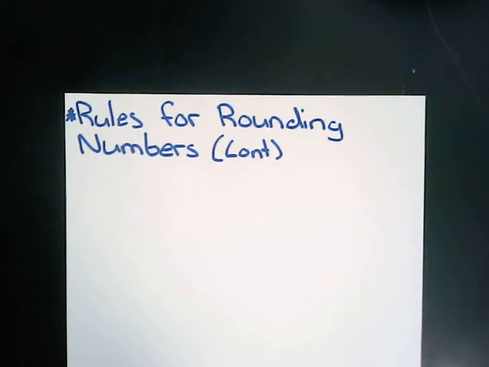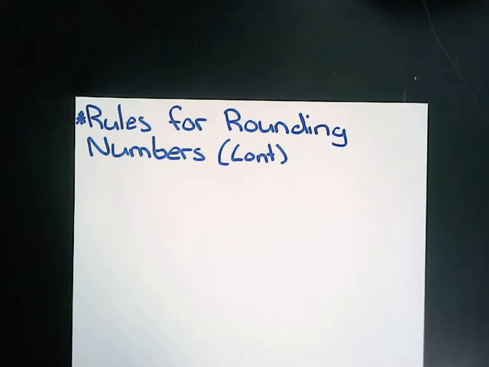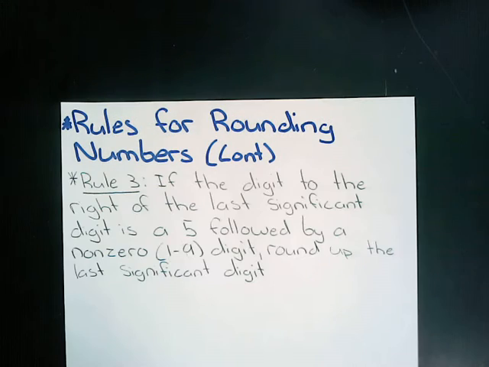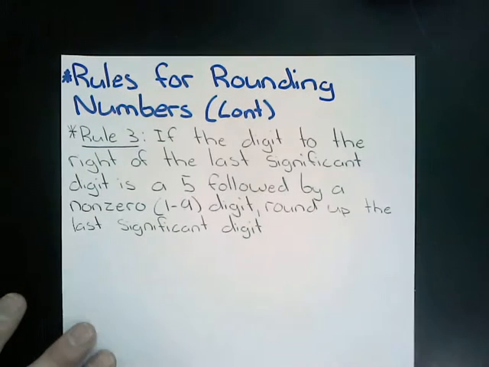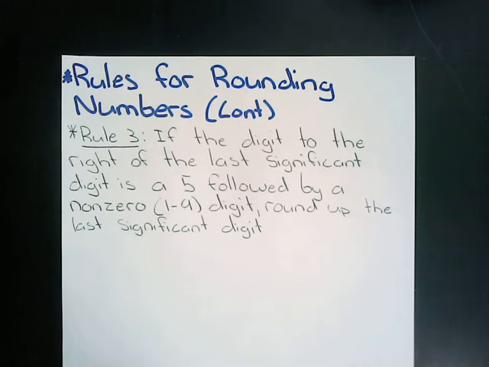So our rule number 3 for rounding numbers is this. If the digits to the right of the last significant figure are a 5 followed by a non-zero digit, round up the last significant digit. So let's take rule 3 to an example. If we have the following number, 2.5351, and I want you to round to 3 significant digits, we'll follow rule 3.